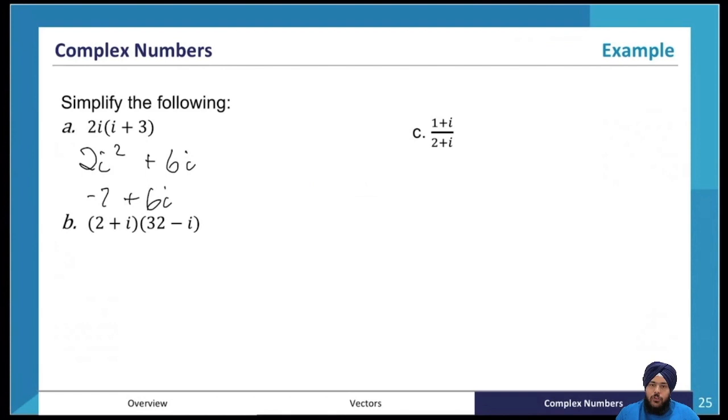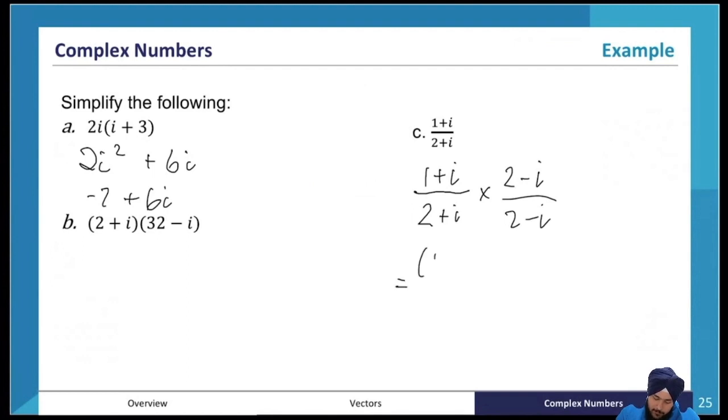Next, (1 + i) over (2 + i). Whenever you're asked to solve something like this, where there is a complex number in the denominator, this is when you're going to be using the complex conjugate. So you multiply both the numerator and the denominator by the conjugate of the denominator, 2 - i. And that is how you can further simplify this, because then we'll just have a multiplication on the bottom.